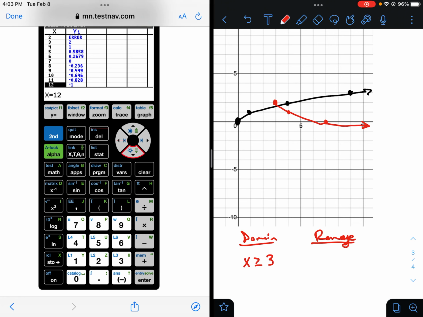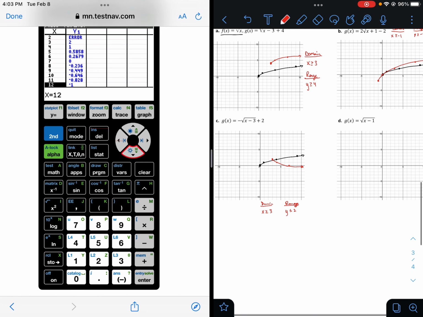My y values look to start. Now, this is where you've got to be careful here. The y values start at 2, but they actually go down. Look at the numbers in the y. They are decreasing from 2. So I would need to say y is less than or equal to 2, because that's everything less than 2.